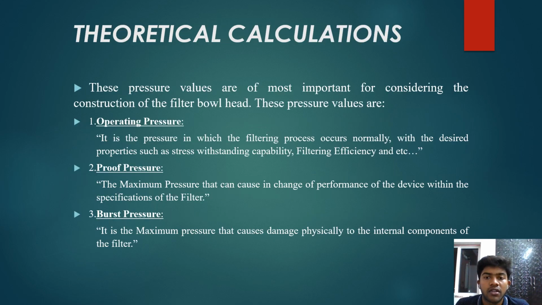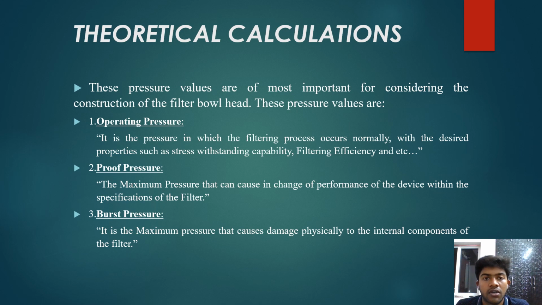Here come the theoretical calculations. The below mentioned pressure values are the most important for considering the construction of the filter bowl heads. The pressure values are the operating pressure. It is the pressure at which the filtering process occurs normally with the desired properties such as stress withstanding capability, filtering efficiency, etc. The next term is the proof pressure, which is the maximum pressure that can cause a change in the performance of the device within the specifications of the filter.